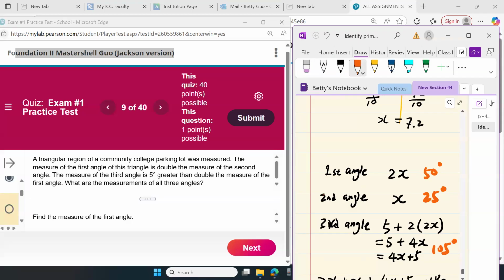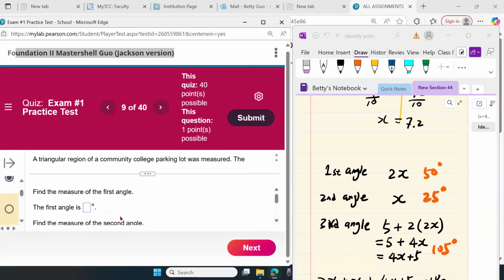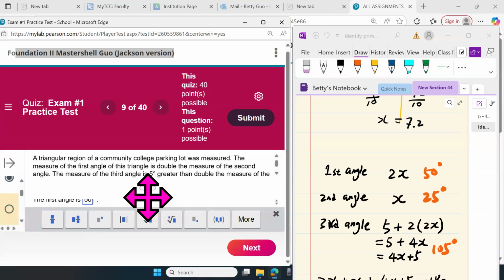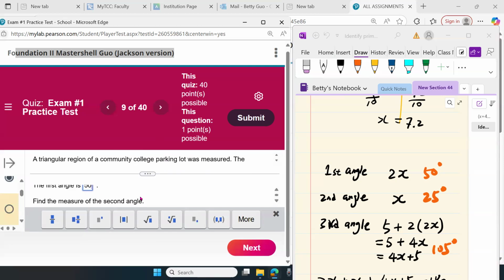So we can enter now. First angle, the measure is 50. Second angle, 25 degrees. Angle 3, 105.